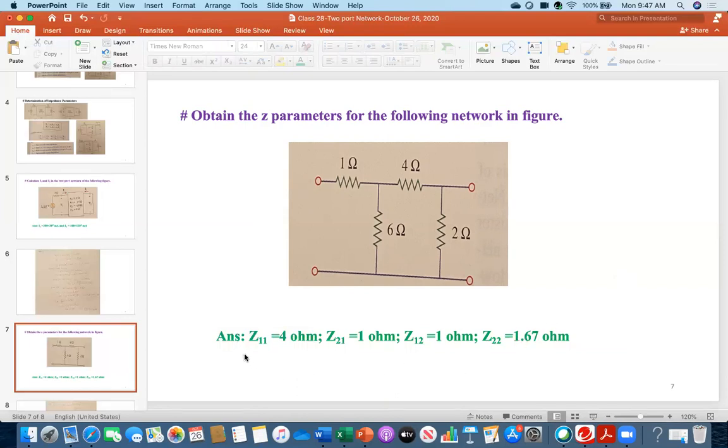Okay, here, I have written down the answers for you. Z11 should be 4 ohm, Z21 should be 1 ohm, Z12 should be 1 ohm as well, and Z22 should be 1.67 ohm. These should be the answers. So everybody please try your best and match.